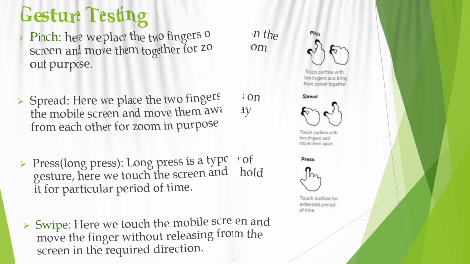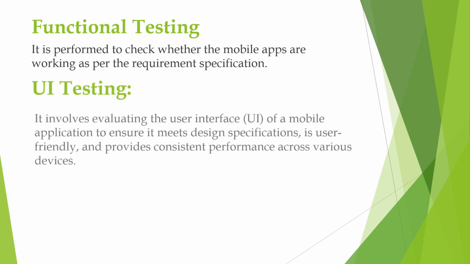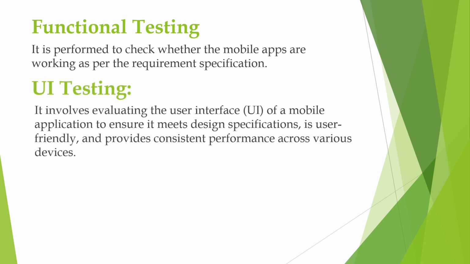Next we will see the functional testing. This functional testing is performed to check whether the mobile applications are working as per the requirement specifications or not. Here we will be testing each feature and functionality of the application, and we will also ensure that the application is responding correctly to all the user inputs. Next is UI testing. Whenever we are testing the graphical user interface of the mobile application, we will check whether all the features and the contents are aligned to the mobile screen according to the customer requirements or not.